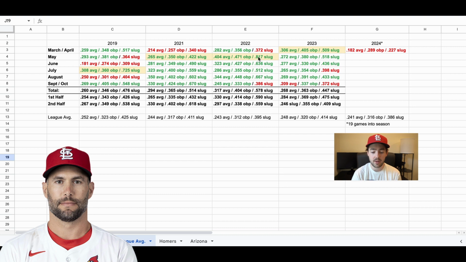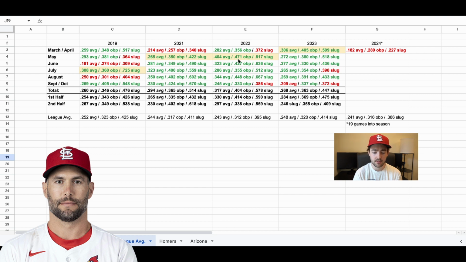And then again in the month of May, everything jumped up a ton. .404 average, .471 on base, and an impressive .817 slug, which is his best slugging percentage for an individual month while he's been a member of the Cardinals. So this month alone, you can absolutely say he put it together. Even though his average and on base weren't really that poor in March and April, both of those took an impressive jump into the month of May. And this is the season that he won MVP.